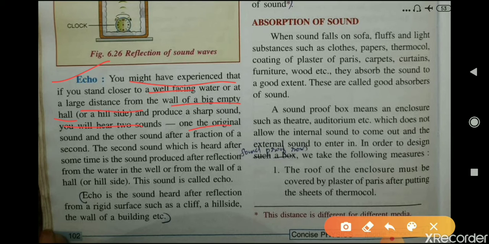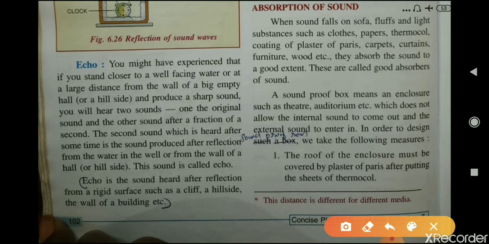One is the original sound that is being produced, and the second one is heard after a fraction of a second, other than the previous sound. And the second sound, which is heard after some time, is a sound produced after reflection from the wall of a hall, and this is called echo. So the reflection of sound is known as echo.